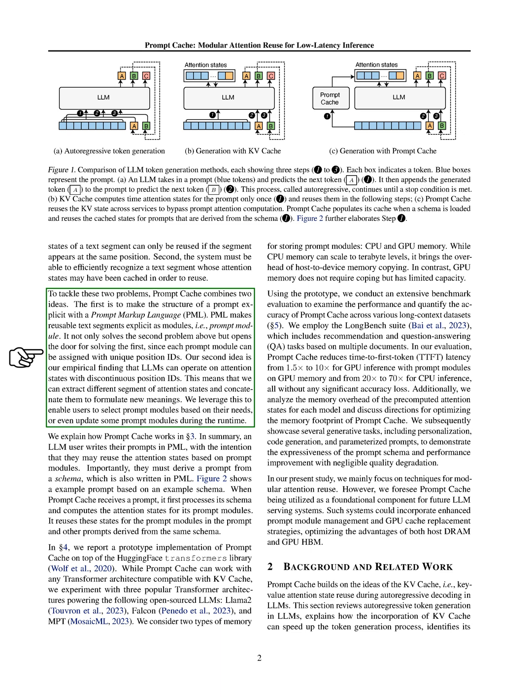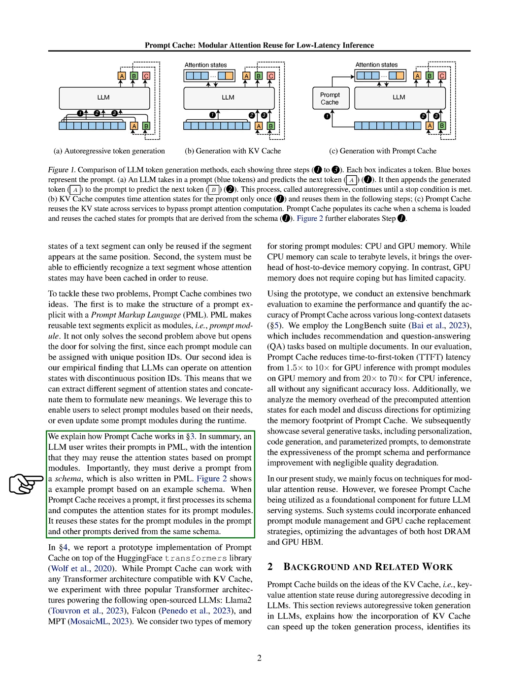during runtime. In practice, an LLM user writes their prompts in PML, with the intention of reusing the attention states based on prompt modules. They must derive a prompt from a schema, which is also written in PML. When prompt cache receives a prompt, it first processes its schema and calculates the attention states for its prompt modules. It then reuses these states for the prompt modules in the prompt and other prompts derived from the same schema.